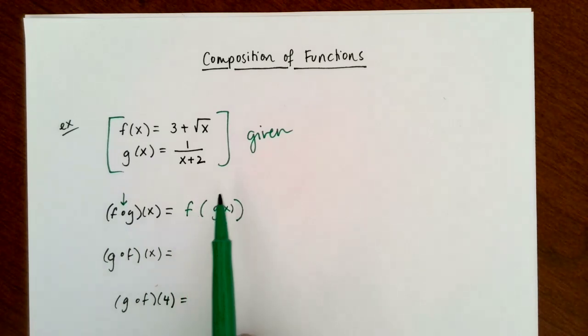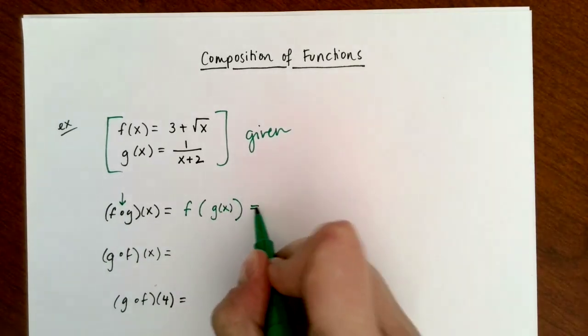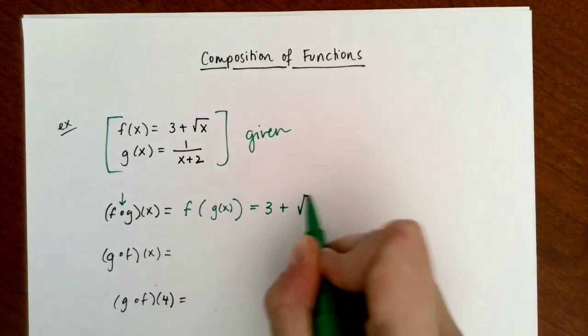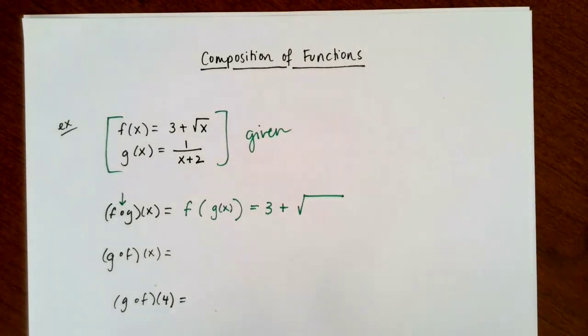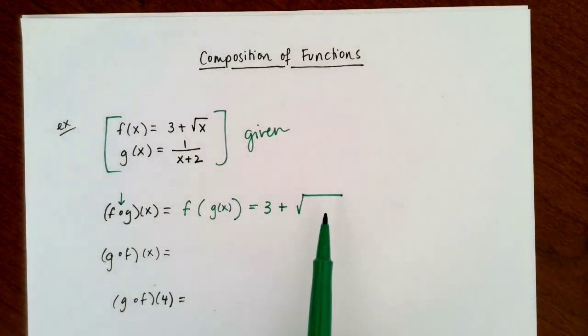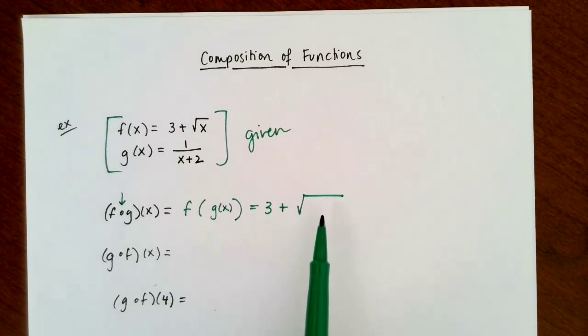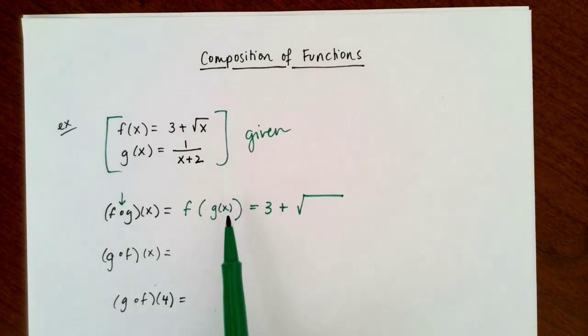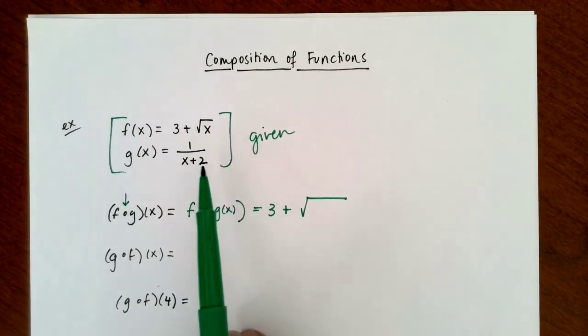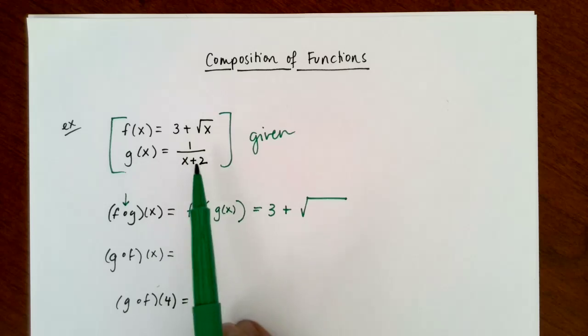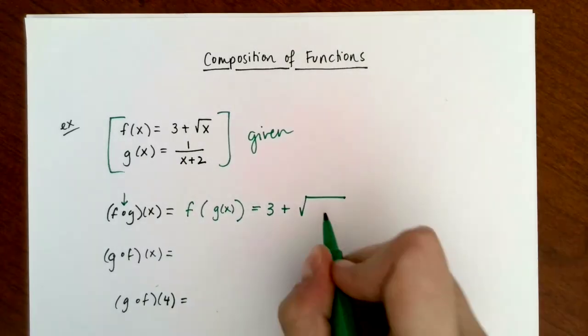So I have f of something. So I'm going to look at the formula for f, which is 3 plus the square root, and say, all right, 3 plus the square root. Whatever I'm plugging into f goes in this spot. And then what's going in this spot is the entire formula for g of x. So in this case, I'm going to put the whole 1 over x plus 2 inside this square root.